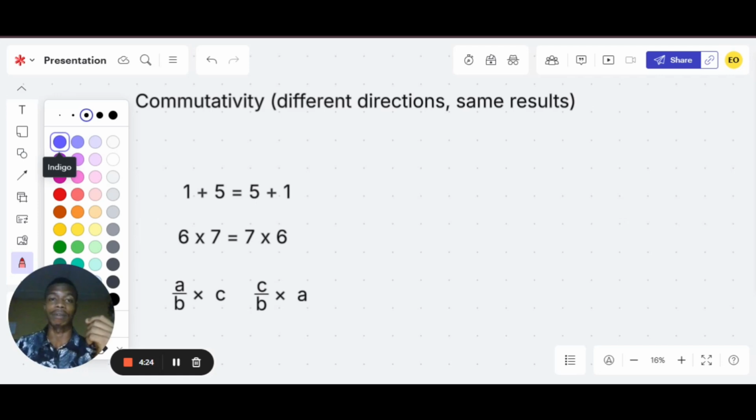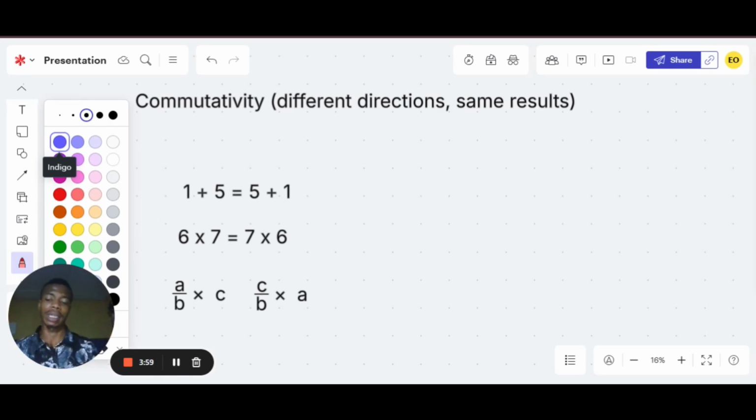6 times 7 is the same thing as 7 times 6. The answer is 42. That is commutativity. Now, commutativity only occurs in addition and multiplication, rather. It doesn't occur with subtractions or divisions. So 1 minus 6 and 6 minus 1 are different. 5 divided by 4 and 4 divided by 5 are different.